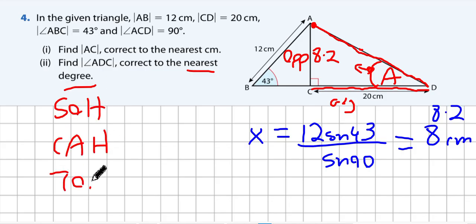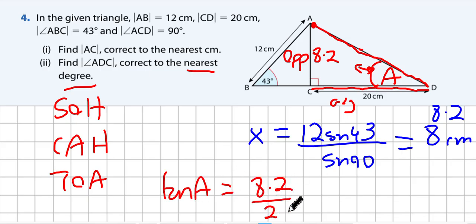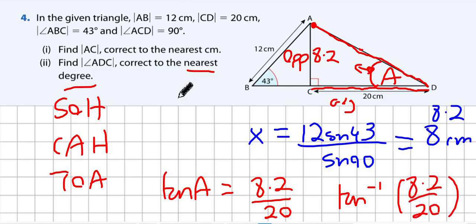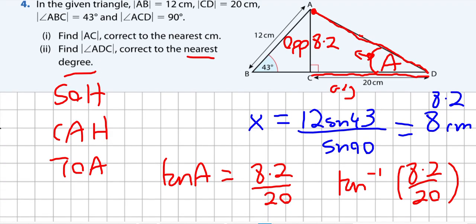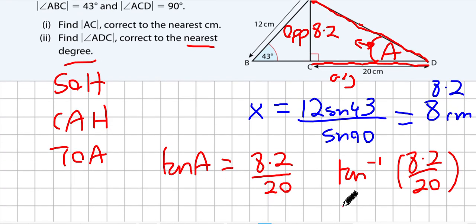Gonna choose tan instead. So tan A is 8.2 over 20. Angle question or a length question? What's the only way an angle question will end? Shift and tan inverse, isn't it? So tan inverse 8.2 over 20. 22.3, so 22 degrees to the nearest degree.